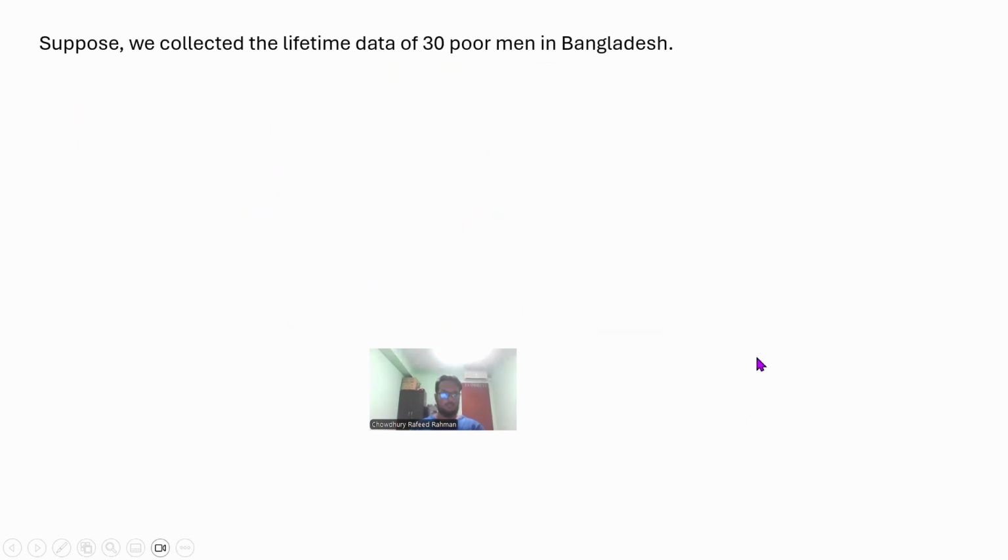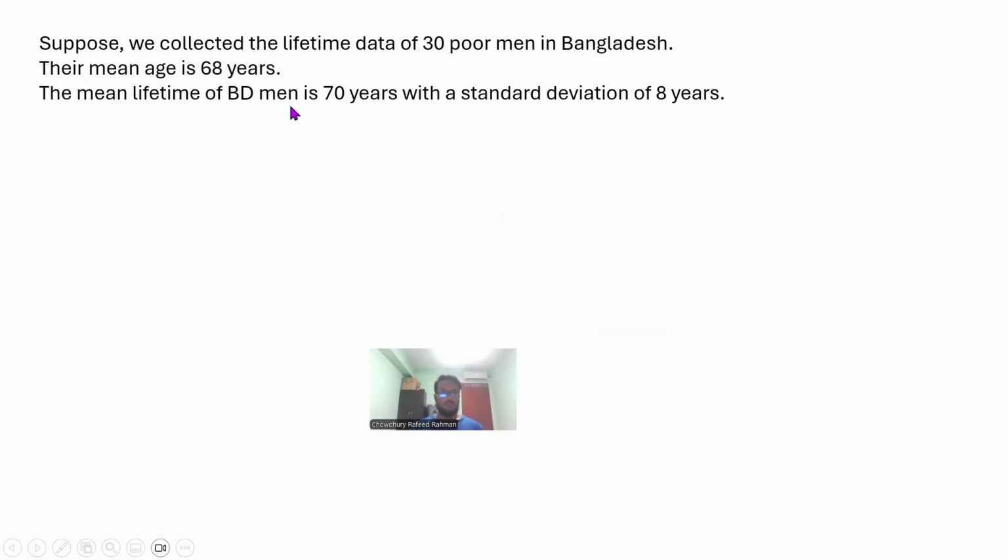Now let's look at another example. So this time we are going to look at an example of two-sided. So suppose we collected the lifetime data. Lifetime data means that when people die, basically, we take their age, like at which age they died. We collected lifetime data of 30 poor men in Bangladesh. So these are poor men. And their mean age is like 68 years. The mean lifetime of BD men is 70 years with a standard deviation of 8 years. These are all made up numbers, but the thing is these are given.